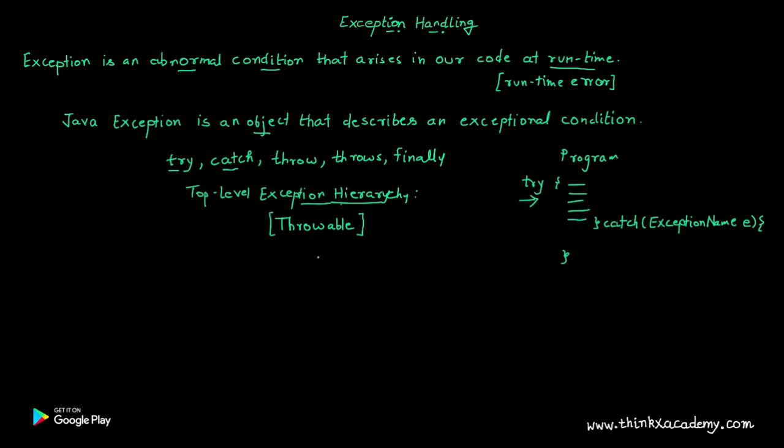Immediately below Throwable, there are two subclasses that partition exceptions into distinct branches. On one branch, there is Error, which is encountered at compile time, and on this side, there is Exception, which is encountered at runtime. These are the two branches. One branch is headed by Exception, and this class is used for exceptional conditions that user programs should catch.